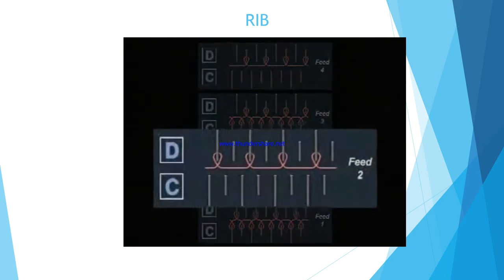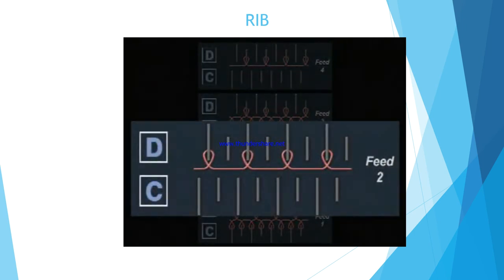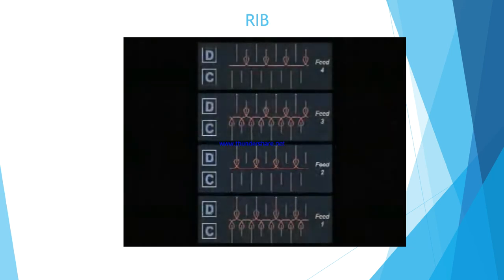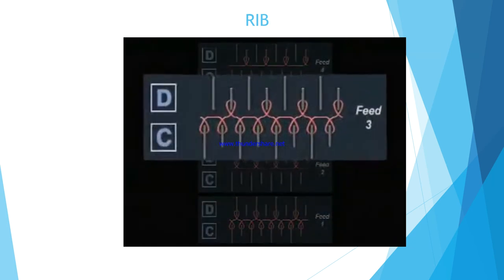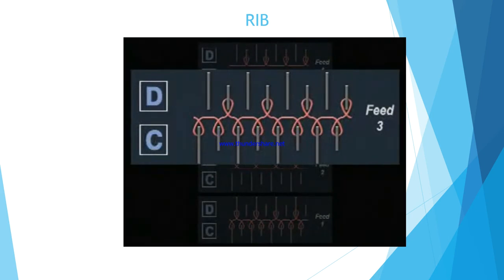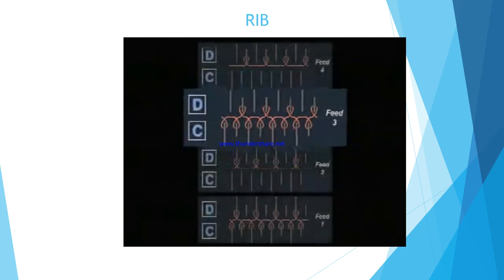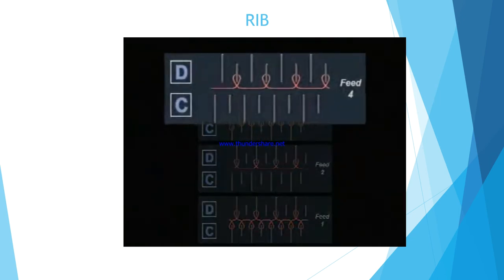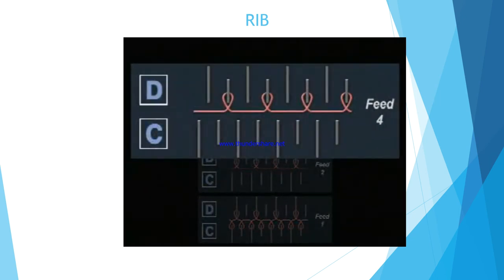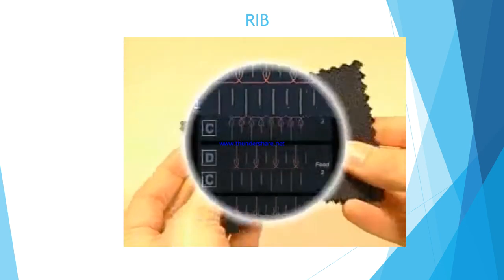With feed 2, it misses all the cylinder needles and knits only the dial needles with butts in the long position. With feed 3, the machine knits with all the needles on the cylinder, but only with the dial needles that have butts in the short position. With feed 4, the machine knits only on the dial needles with short butt positions.